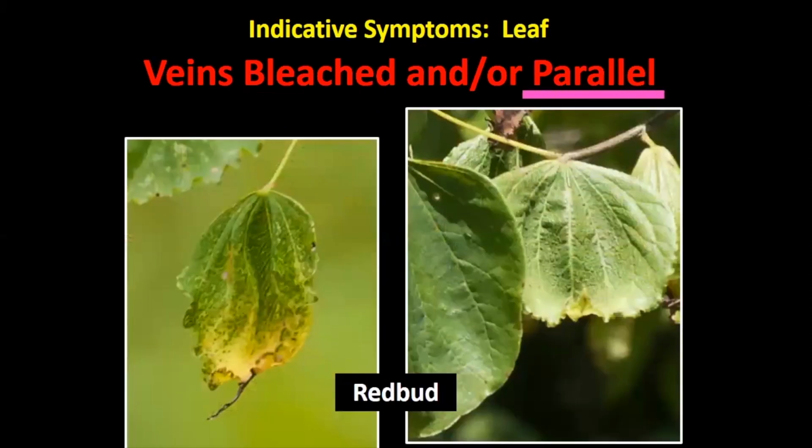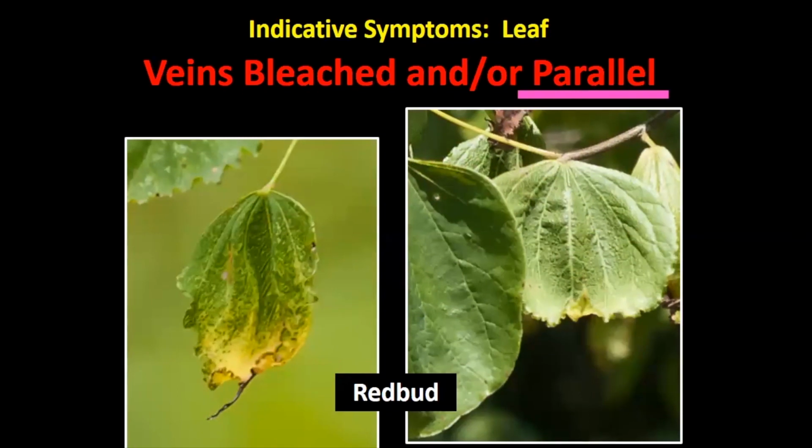Now, what about the parallel part of this? Veins bleached or parallel. Well, you can kind of see this in redbud right here. These are redbud leaves, if you can't identify them. We'll look at the one on the right first. Notice that the main veins here are virtually parallel, almost like what you'd expect to see, say, in monocots like iris or orchid, something like that.